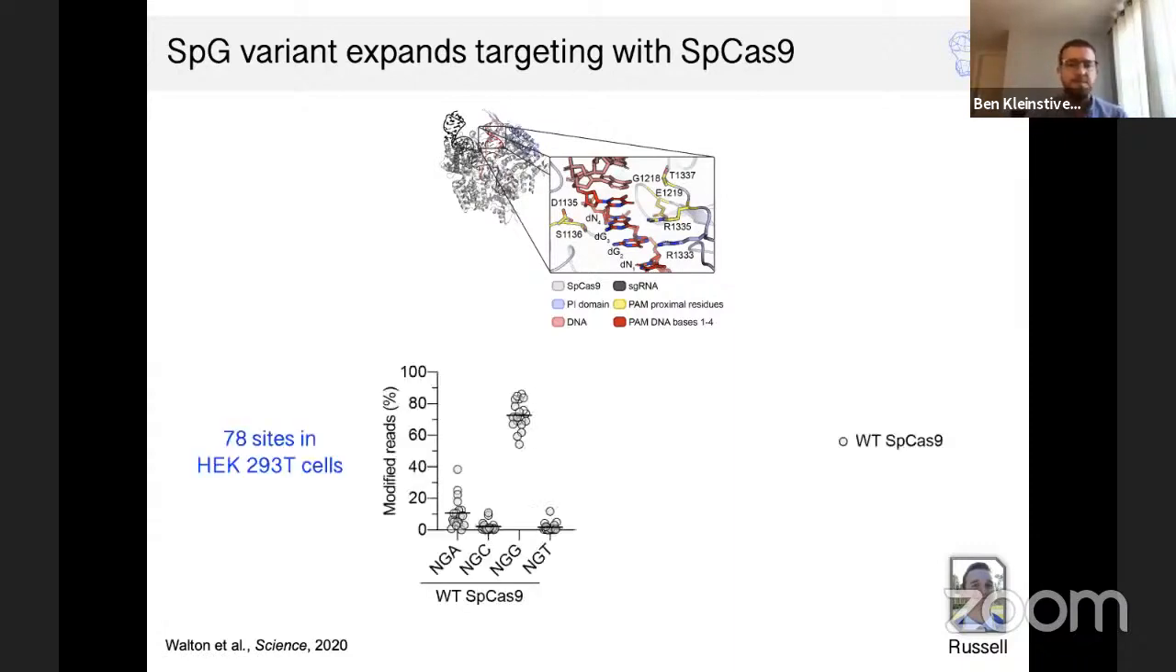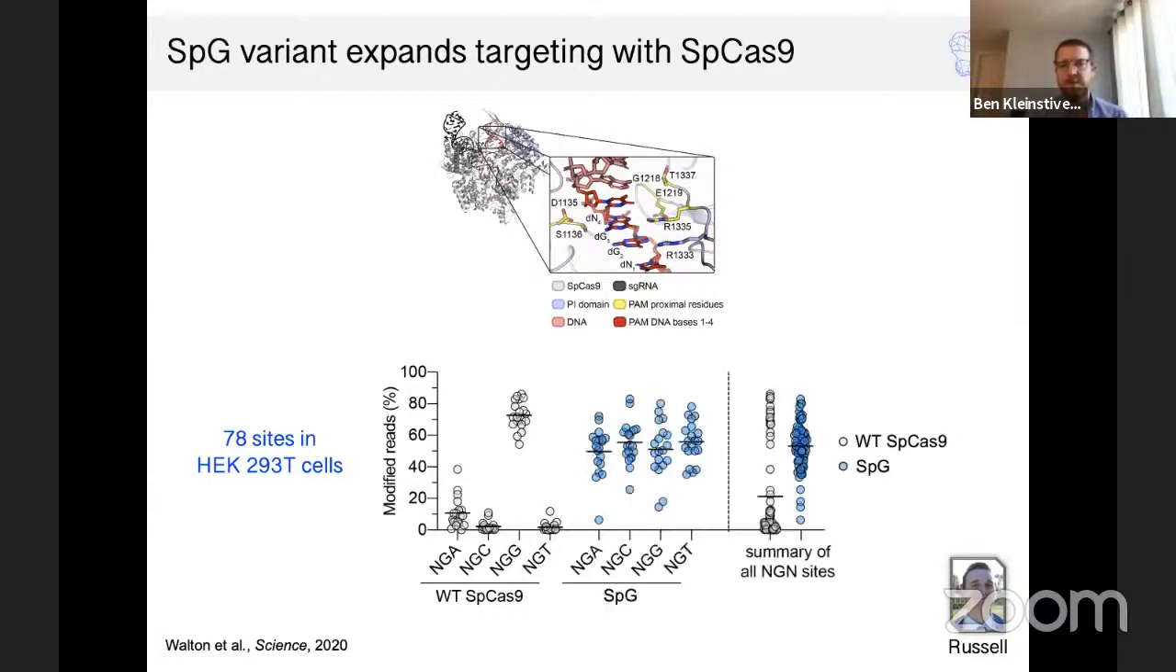What I'm showing you here is data in human cells with wild-type SpCas9, where it is effective at targeting sites with an NGG PAM, but is largely ineffective at targeting sites with NGA, NGC, or NGT PAMs. This is widely known and has been known for several years for wild-type SpCas9. So in this work that we just published a few months ago, we engineered one protein that we call SpG, and this stands for SpCas9 protein that can target NGN PAMs.